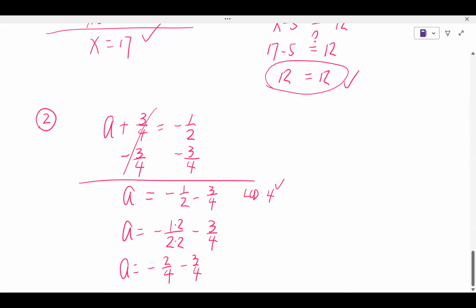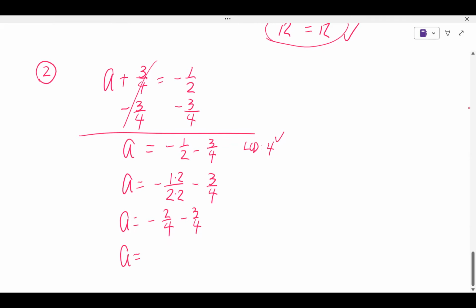Now we're gonna keep the sign, right? Two negatives, keep the sign. Now combine those two fractions. Adding 2 and 3, we get 5/4. So the answer is -5/4. And you're gonna check it, right? You're gonna check the solution.